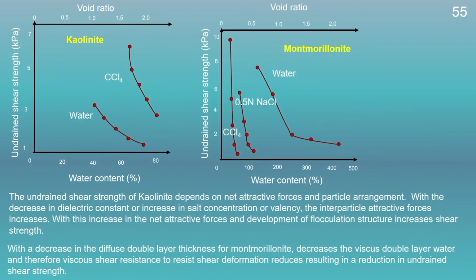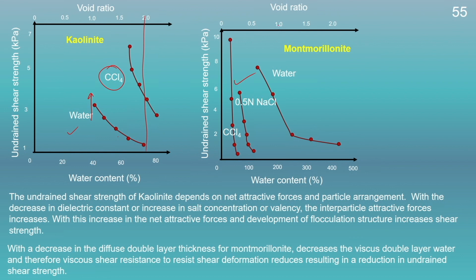Now, if we compare the undrained shear strength of kaolinite and montmorillonite, we could get this plot. If we compare the undrained shear strength of kaolinite and montmorillonite for any void ratio or any water content, we could see that kaolinite in the presence of CCl4 has a higher value of undrained shear strength in comparison to water. That means, with a decrease in the dielectric constant, the undrained shear strength of kaolinite is increasing.